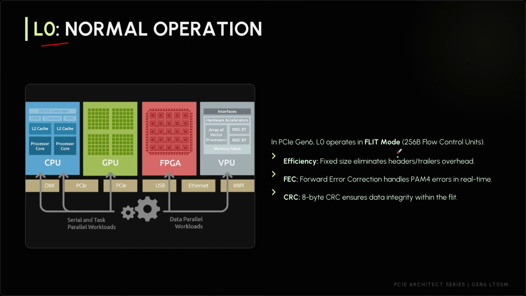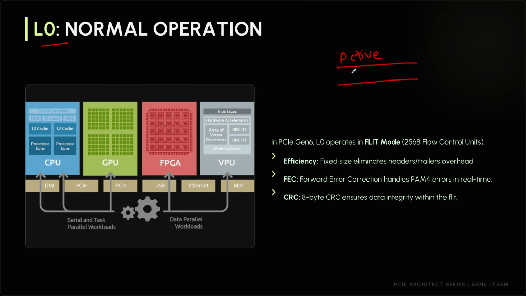So Gen 6 also includes FEC, or forward error correction. FEC helps correct PAM4 related transmission errors. Combined with CRC protection, Gen 6 achieves extremely reliable communication at very high speed. Whenever an application transfers data, the link spends most of its time in L0.